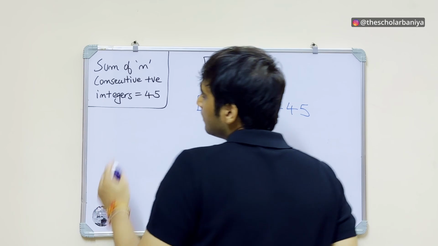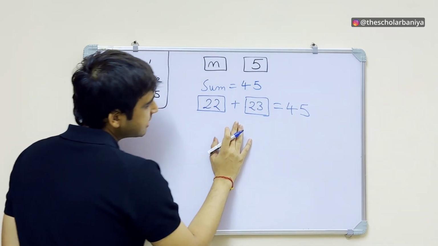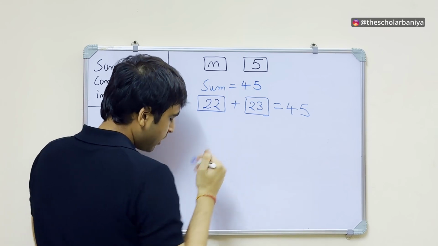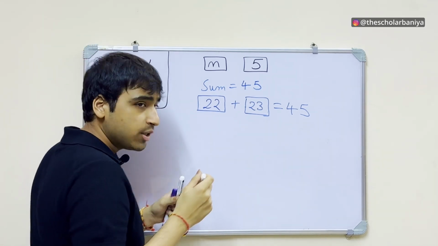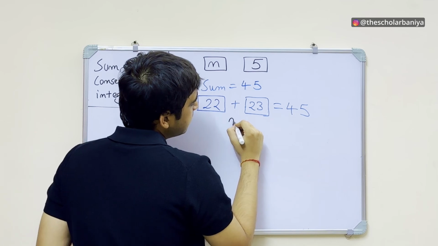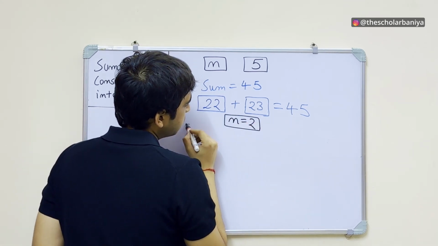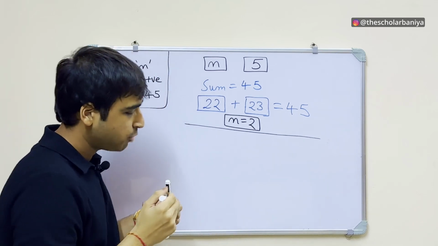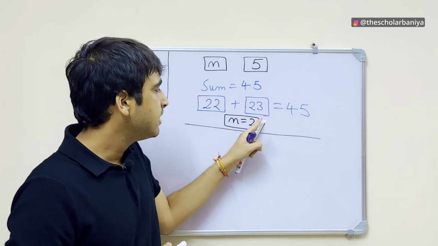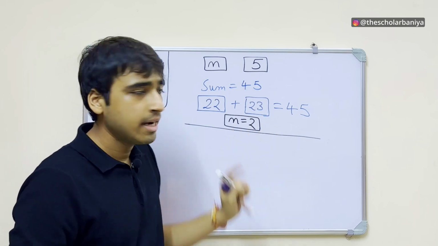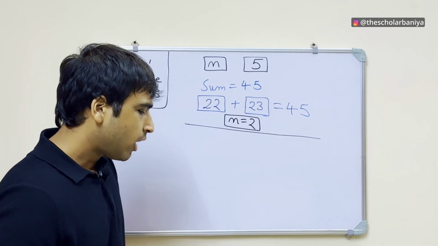So we have to tell the sum of n consecutive positive integers. What is n in this case? N in this case becomes 2, because two consecutive integers, 22 and 23. I hope this should be fine, because two consecutive integers are there, 22 and 23, and their sum is 45, so n becomes 2, right? Perfect. Now tell me one thing.